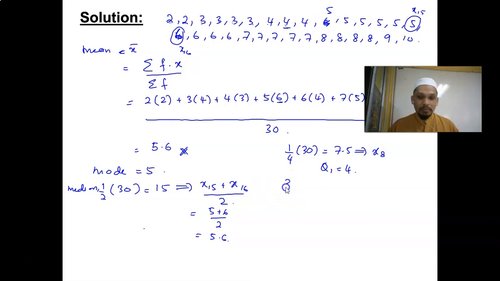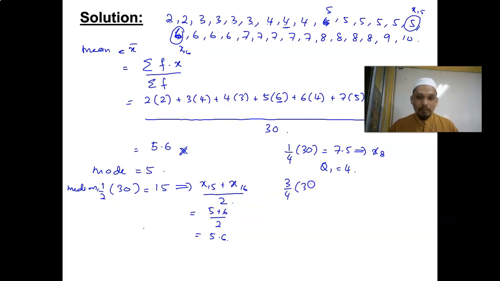And the third quartile, 3 over 4 times 30 equal to, find out the answer for yourself. It gives us 22.5, so we round it up. It gives us the 23rd observation. Counting 1, 2, 3, up to 22 and 23, the third quartile is equal to 7.